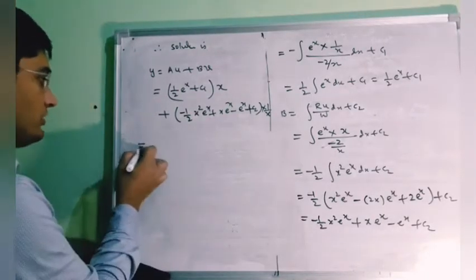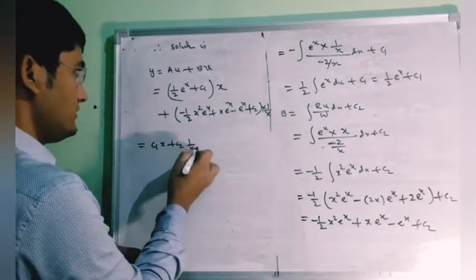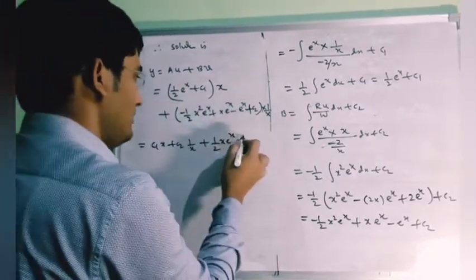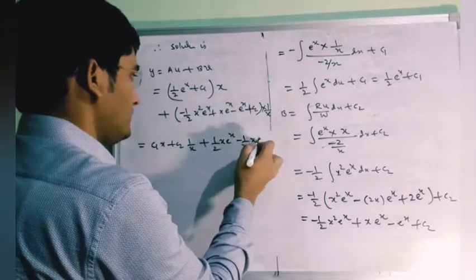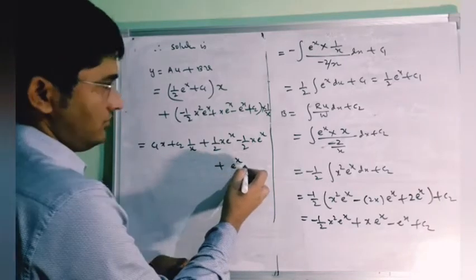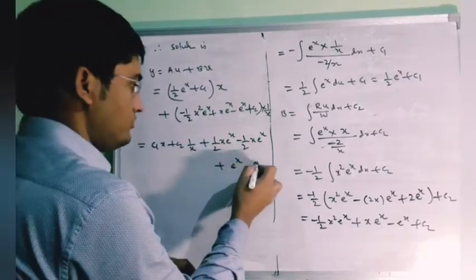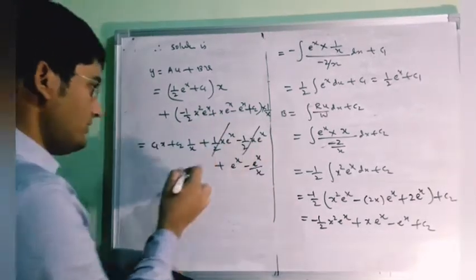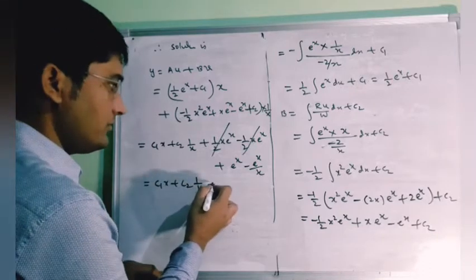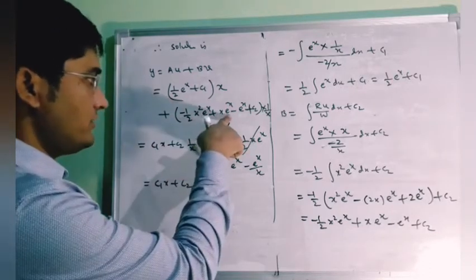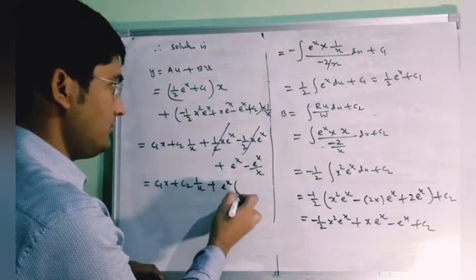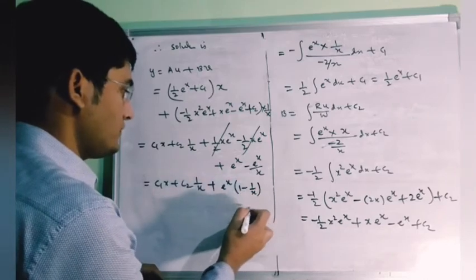So this is equal to c1 into x plus c2 into 1 by x, then half x into e to power x. From here we will have minus half x into e to power x, then we will have plus e to power x, then we will have minus e to power x upon x. Now this term is cancelled, so this is equal to c1 x plus c2 by x, then we have e to power x here, and then in the bracket we will have 1 minus 1 by x. So this is our answer.